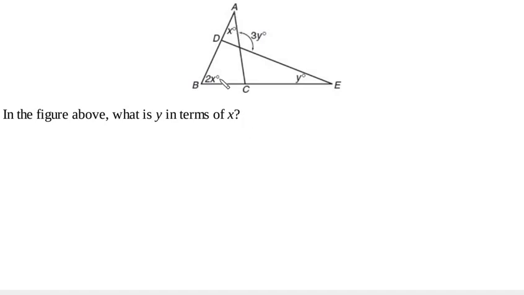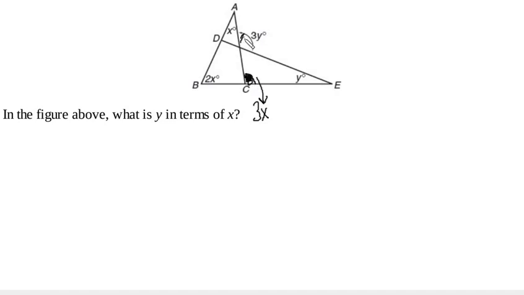Okay, so let's look at this triangle right over here, triangle ABC. This angle is an exterior angle of triangle ABC. So the measure of this angle is going to be the sum of the two remote interior angles. So x plus 2x is 3x. So the measure of this angle is 3x.